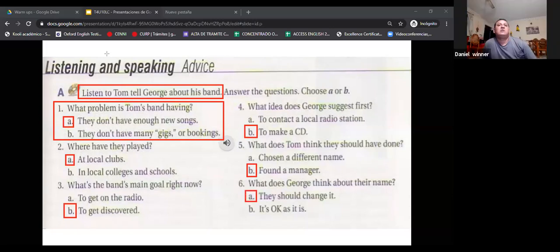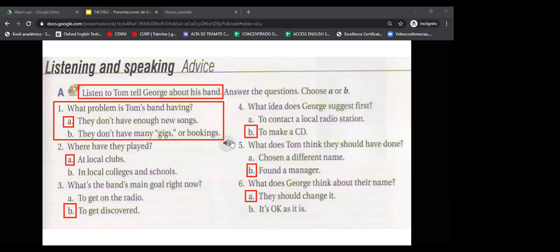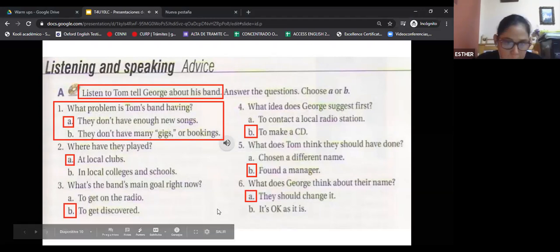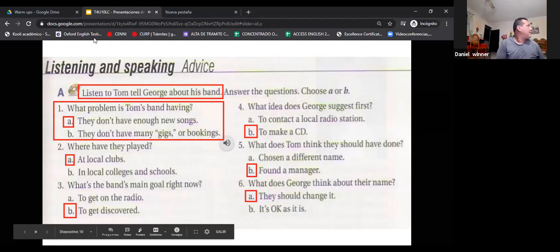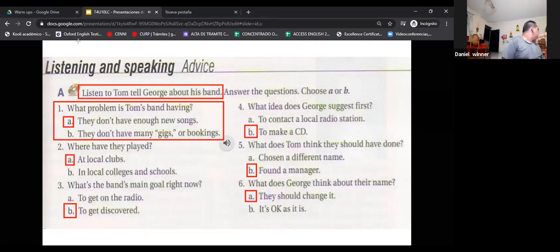They should okay. Change. Now listen and check your answers, okay? Okay. Page 103. 3. Listening and strategies. Great advice. A and B. Listen to Tom talk to George about his band.